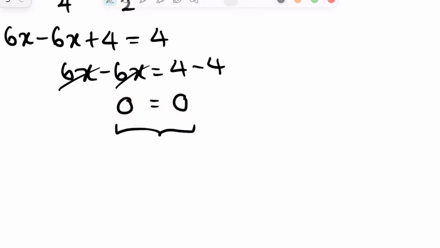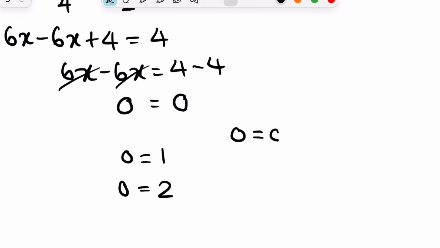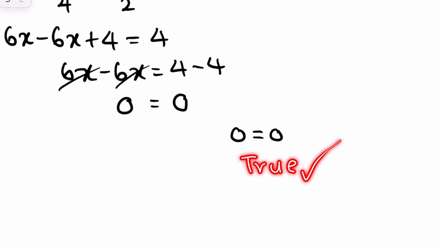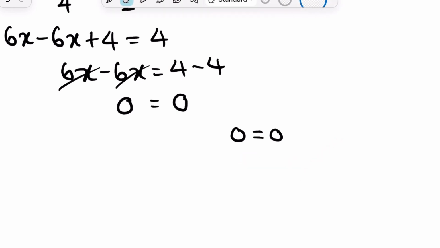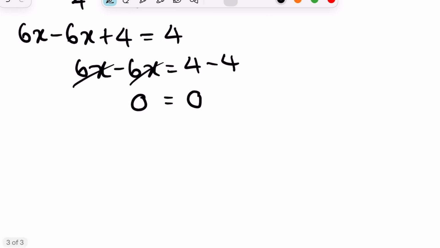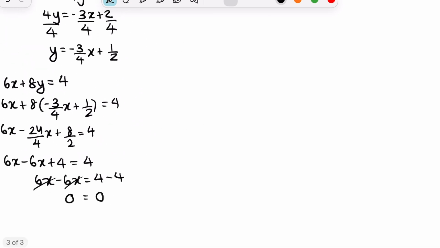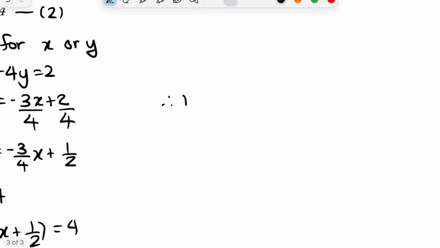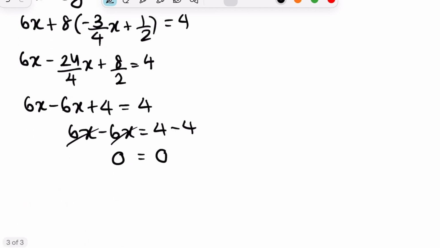But 0 is equal to 0 makes sense, right? Because 0 is 0. Like 0 cannot be equal to, let's say, 1, or 0 cannot be equal to 2, but 0 can be equal to 0, right? Because this is true. So it's not like we have no solutions. We do have a solution, but we have an infinite number of solutions. So whenever you're doing substitution and you get 0 is equal to 0, that's your sign that you have an infinite number of solutions.